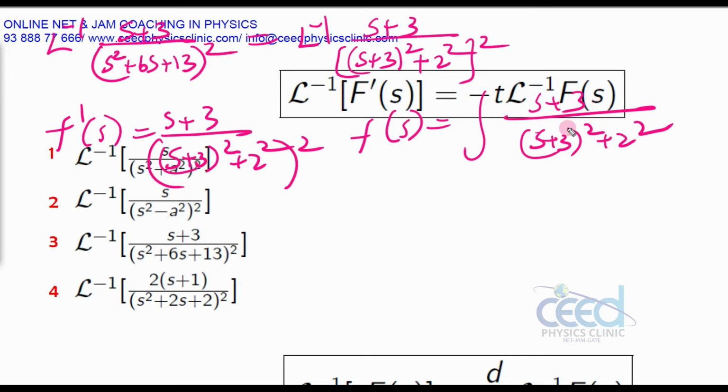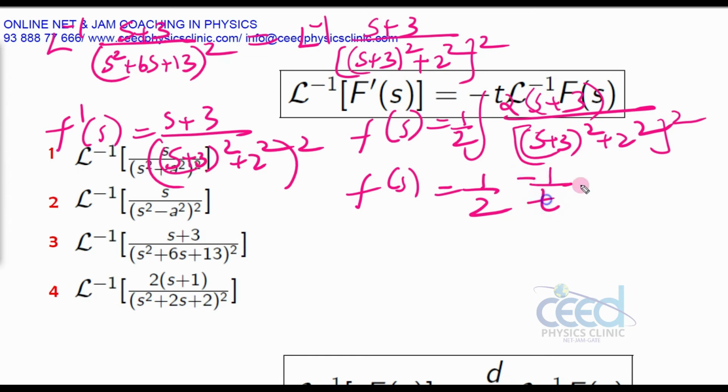So by 2 into s plus 3, I am dividing 2 and multiplying 2. If I take this as t, I will get this as dt. So f of s is equal to 1 by 2 into this, where we have a whole square. So 1 by t square on integration gives minus 1 by t. So the result will be minus 1 by 2 into t, that is s plus 3.